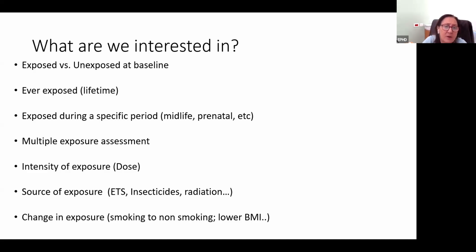So it could be, have you ever been exposed to a war event? Just ever. Have you ever smoked? Okay, not even. So it's a lifetime. But it could be also very important to specify sometimes the period.